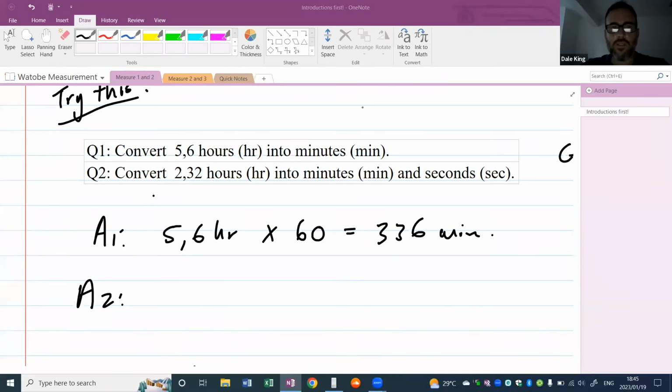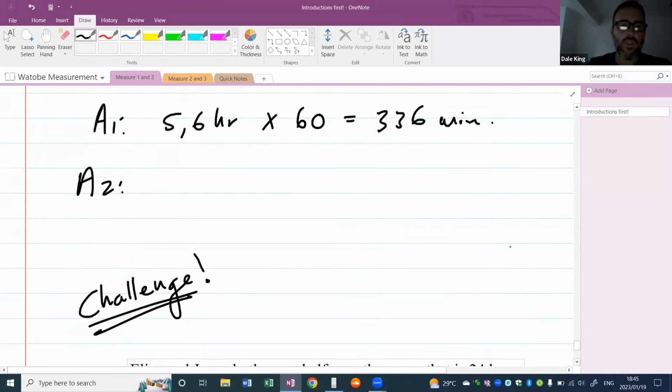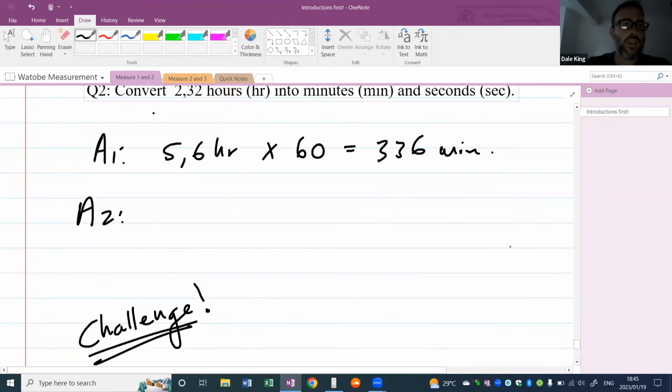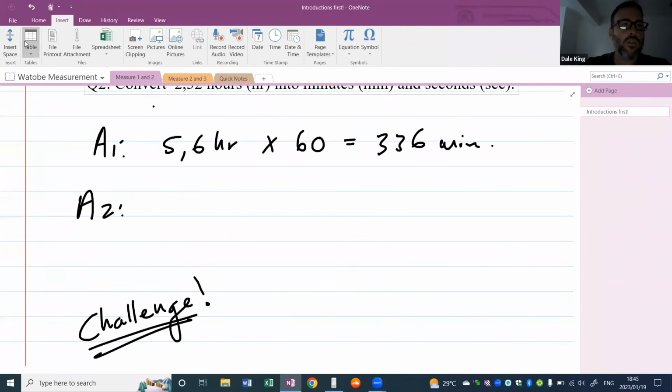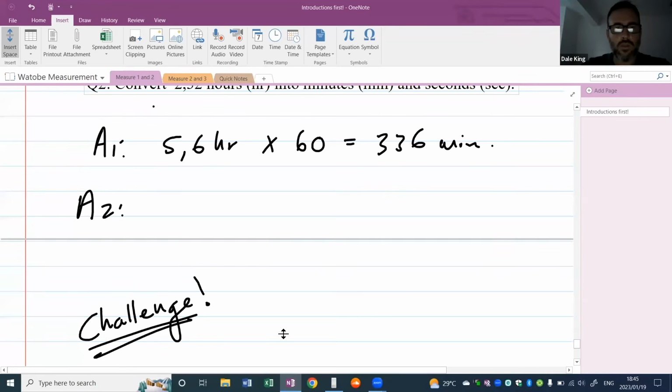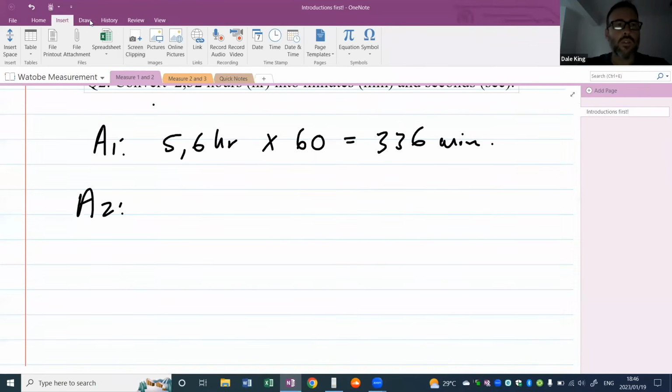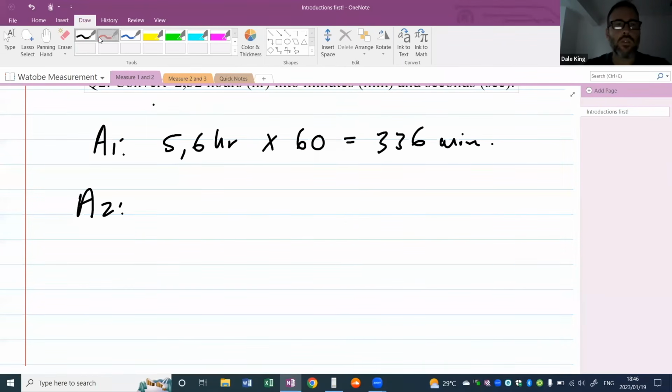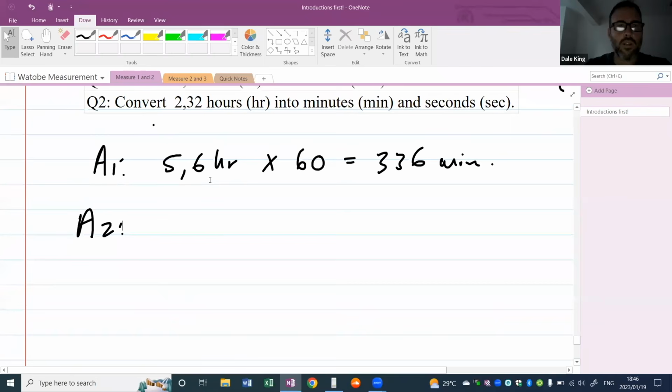All right, so hours into minutes. So how I would do this, and I'm going to do it bit by bit. Let me just create some space to work. All right. This is how I would do it. So 2 hours into minutes. I know 2 hours is 120 minutes. So I've got 120 minutes in the bag, but I want to know what is 0.32 of an hour.